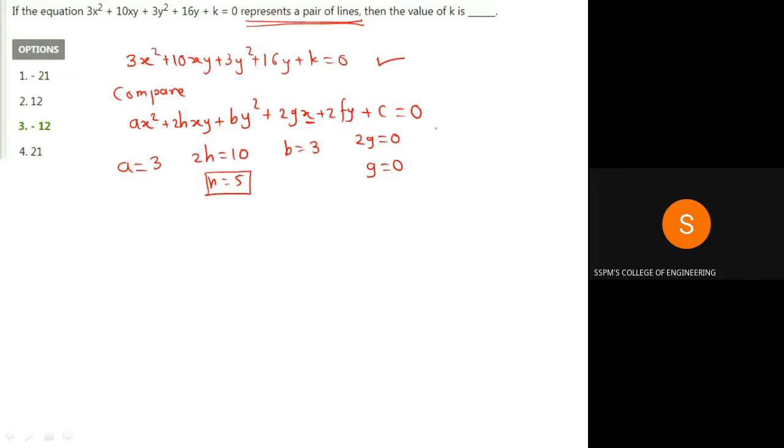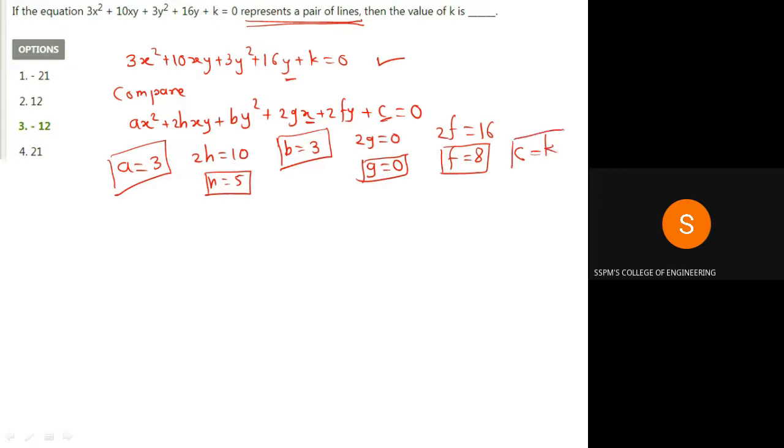Now 2fy. So what is the value of 2f? You can see the term in y here. So it is 16. Coefficient of y is equal to 16. That is, 2f is equal to 16. Means f is equal to 16 divided by 2, that is 8. Okay. So we just found the values of a, h, b, g, f, and now what is the value of c? According to the standard form, c is equal to k. And now we have to find the value of k.